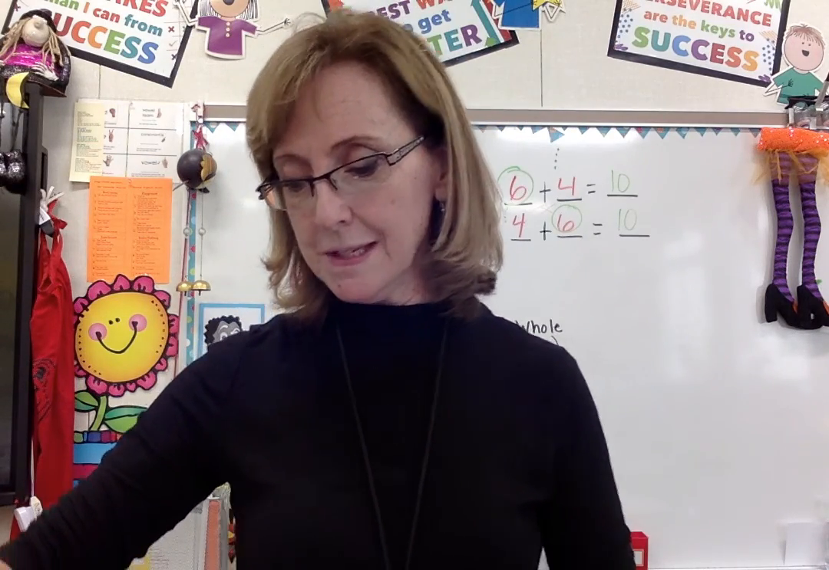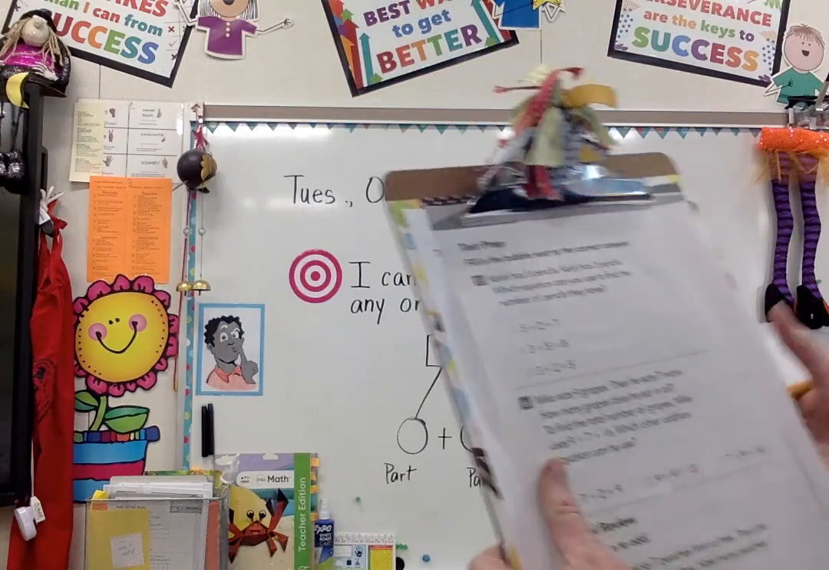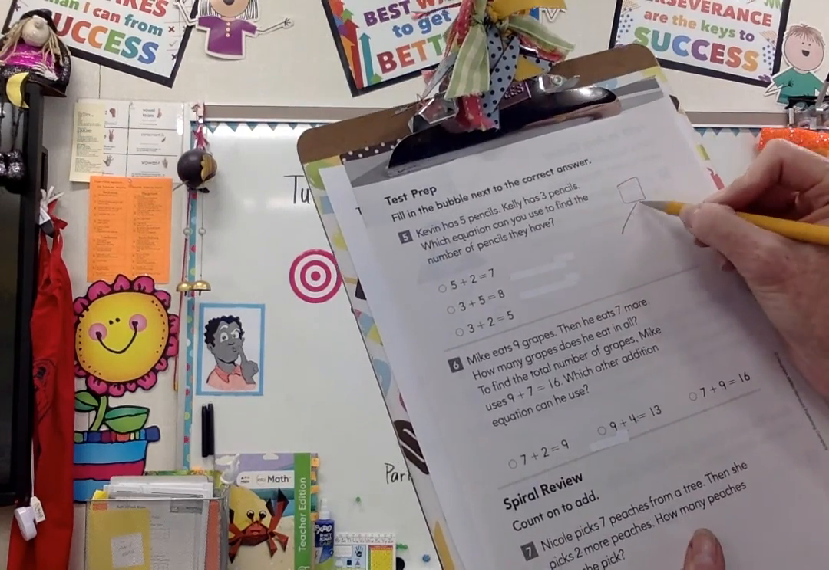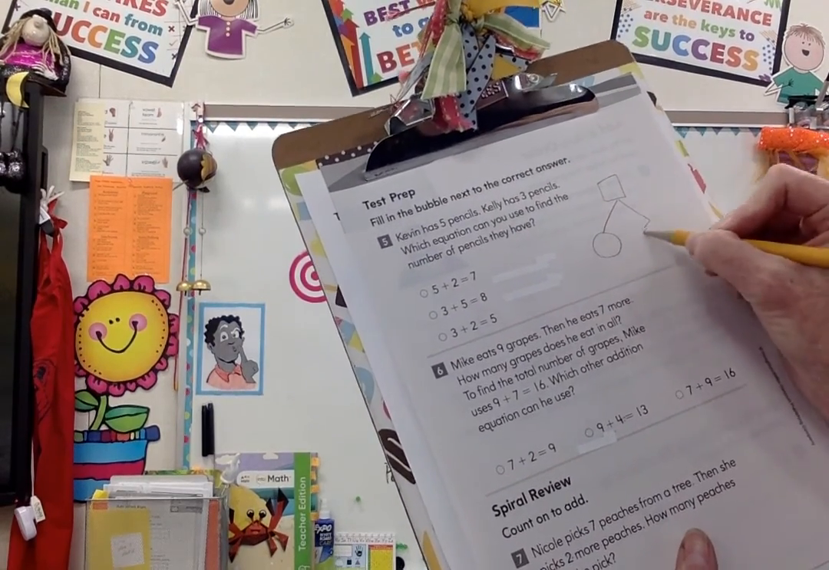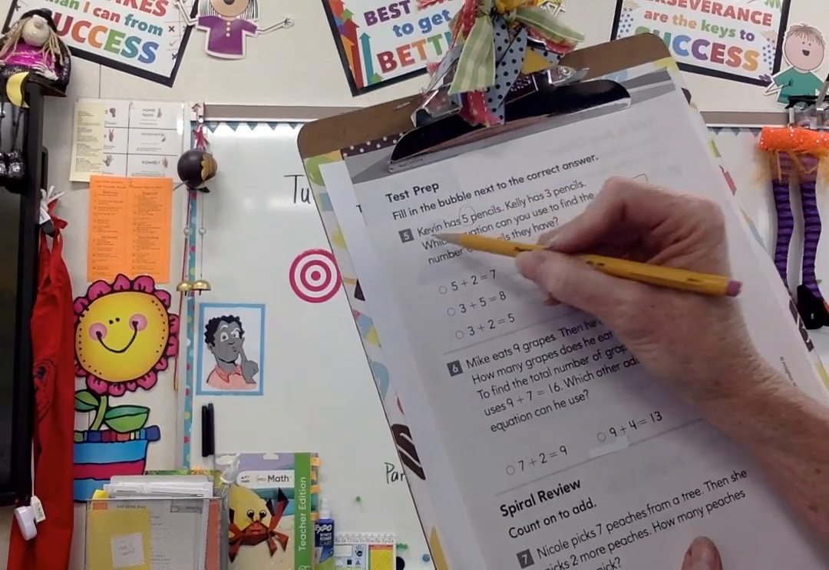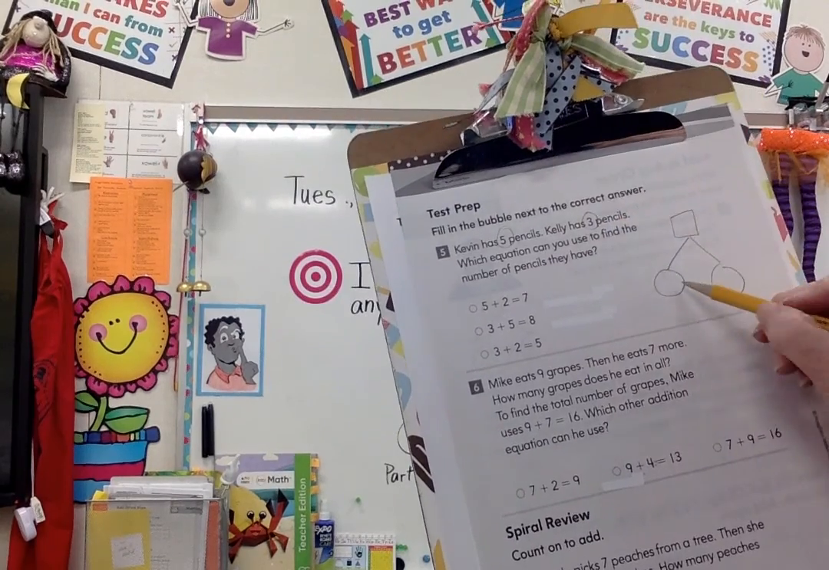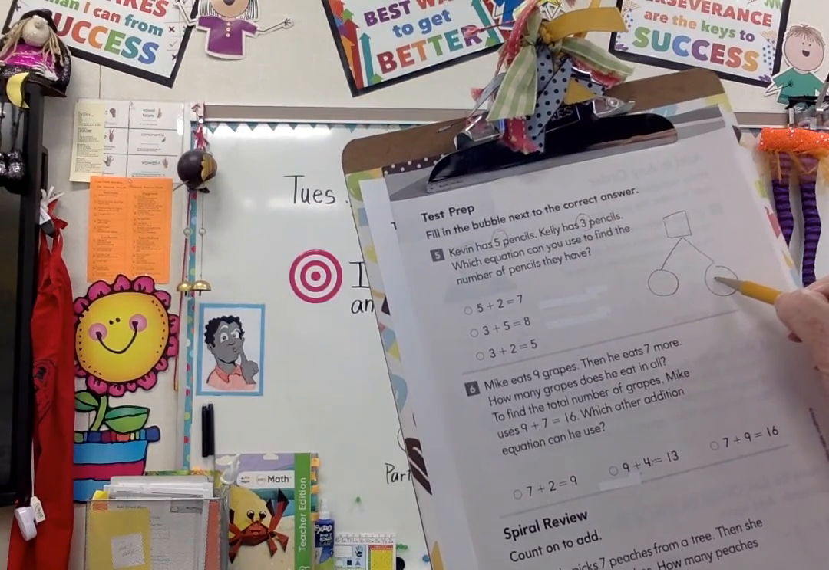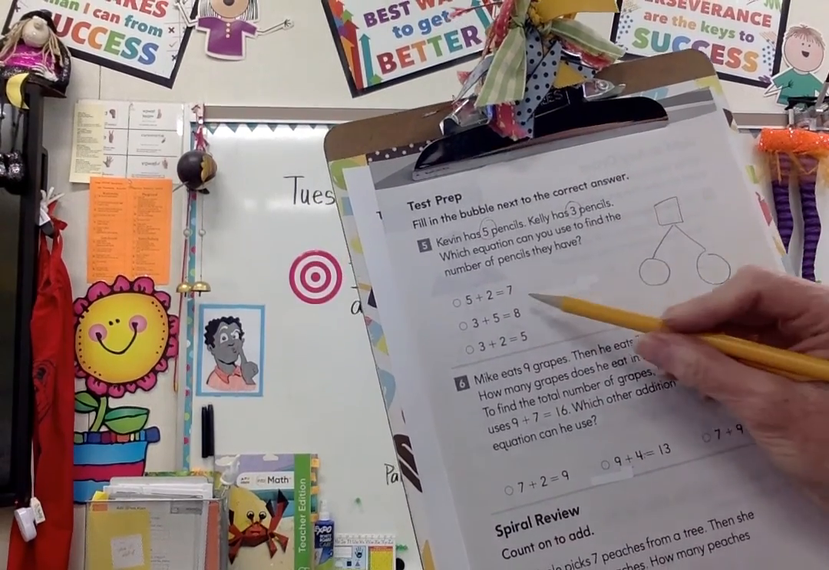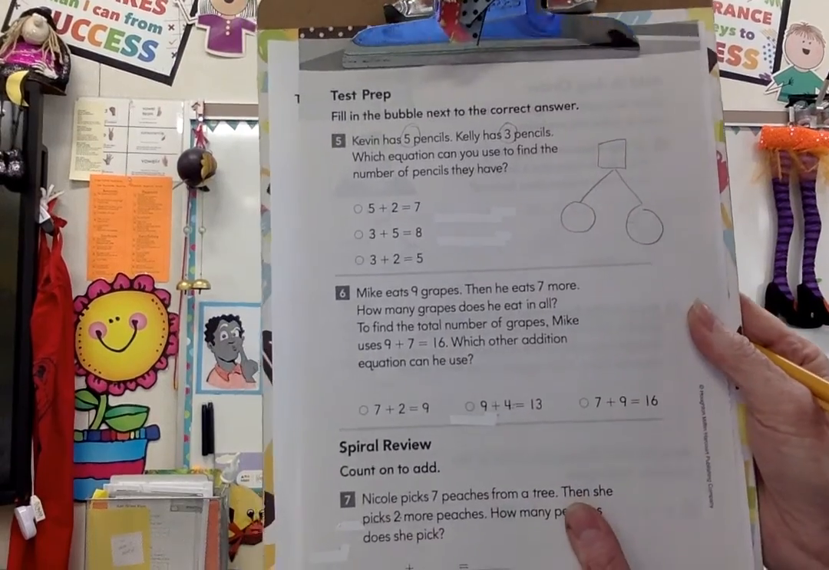On the back side of this is another bubble in activity, okay? All right. I would like you to do a math mountain here. Kelly has 5 pencils. Or Kevin, I'm sorry. Kevin has 5 pencils. Kelly has 3 pencils. 5 and 3. Okay? Which equation could you use? I want you to write it here and then find the equation that would help you. Make sure they don't trick you.